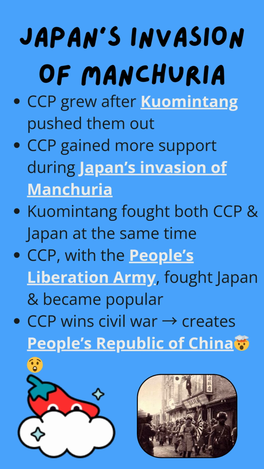The CCP eventually decided to kind of kick the Kuomintang out, and they gained even more popularity with their invasion of Japan. So Kuomintang was not only fighting the CCP at the time, but they also were fighting against Japan, and the CCP became even more powerful with the People's Liberation Army. Eventually, the CCP wins the civil war against the Kuomintang and creates the People's Republic of China.